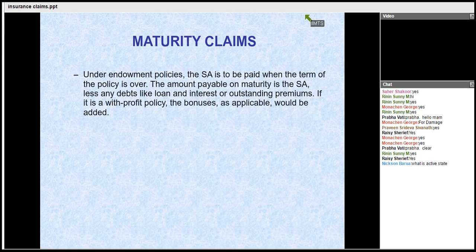Under an endowment policy, the SA is to be paid when the term of the policy is over. The amount payable on maturity is the SA less any debt like loan and interest or outstanding premium. Why do we get the insurance done? Why do we get the bonuses, and why do we pay our premium every year?